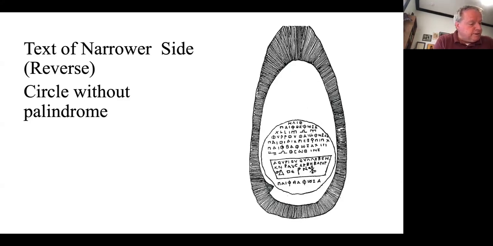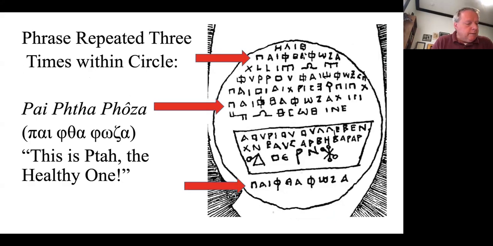The design on this side seems organized around the triple repetition of the words pa, tha, fodza at the start and the end of the inscription and just above the text that is embedded in the parallelogram. These words record in Greek letters yet another Egyptian phrase. This is Ptah, the healthy one. This mixture of Greek magical words and symbols and the appearance of angel names and the acclamation of the Egyptian god Ptah all point, of course, to a Graeco-Egyptian handbook.